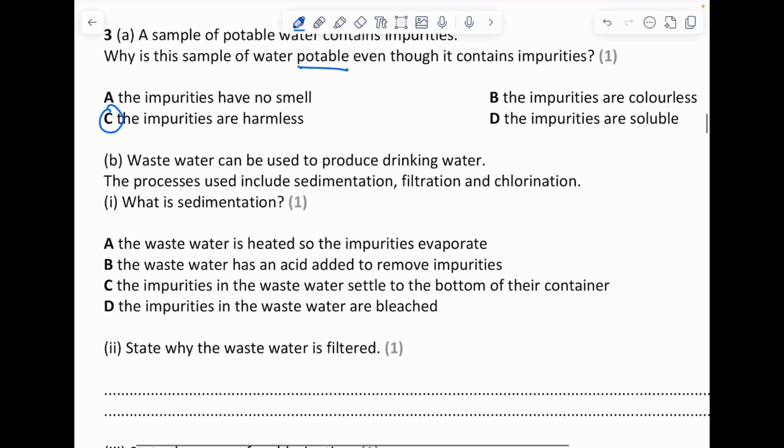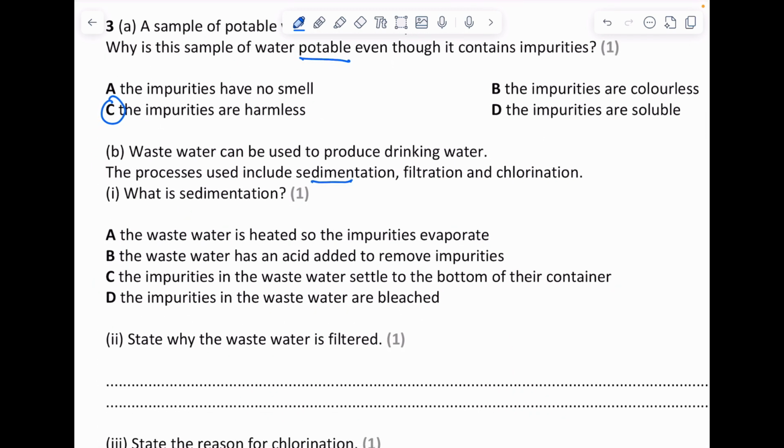Wastewater can be used to produce drinking water. The process includes these three stages: sedimentation, filtration, and chlorination. What is the sedimentation process? This is where we let things settle out to the bottom. So the only one, we get the impurities to settle out to the bottom of the container.